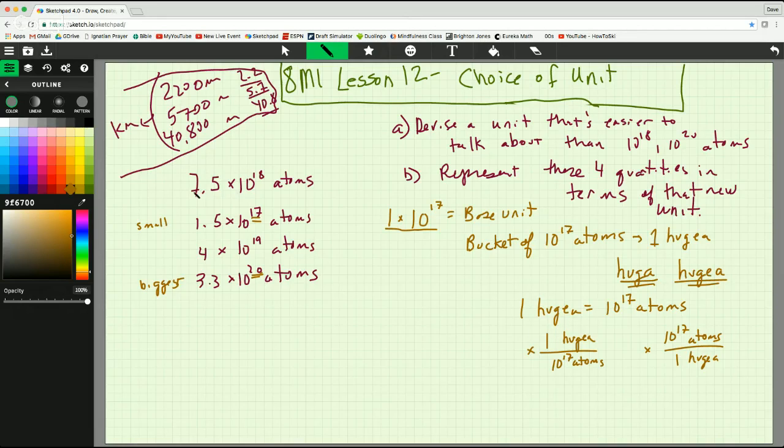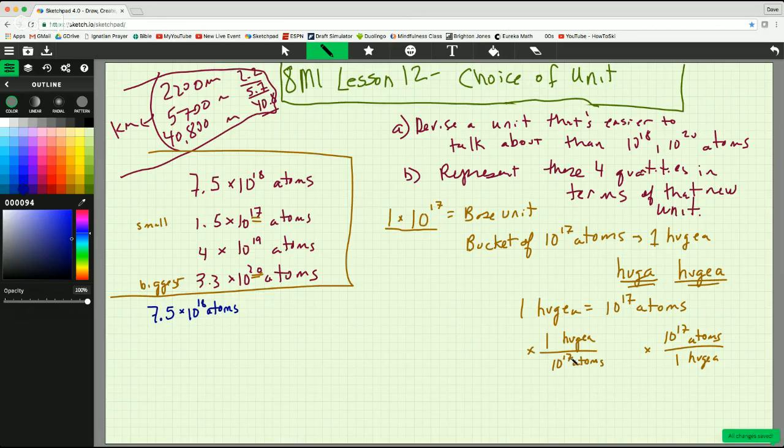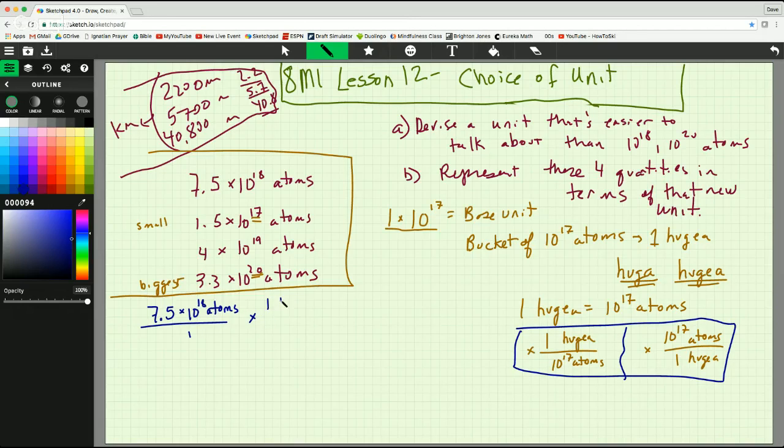Okay, so let's look at all of these multiplications here. Let's just go down one at a time, and let's do these in blue. 7.5 times 10 to the 18th atoms, and we want to convert these into hujas. Now, are we going to put hujas on the top or on the bottom? Well, we want the atoms to cancel. Here we have atoms on the top, so we want the one with atoms on the bottom. So we're going to say 1 huja over 10 to the 17th atoms.